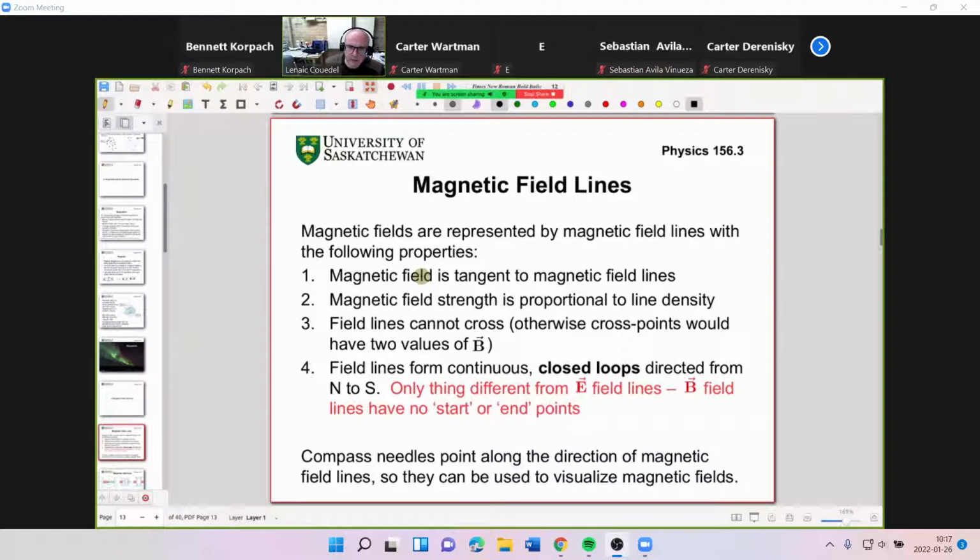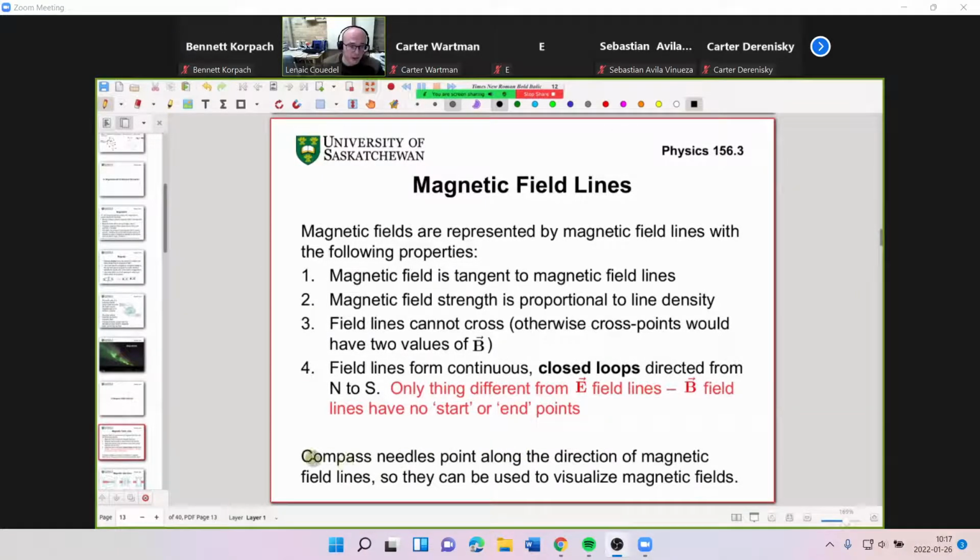As you can see, this point number 4 is the only difference between electric field lines E and magnetic field lines B. For electric field lines, you have a start point and an end point, so an electric field points from the positive charge to a negative charge. A magnetic field line is a loop. There is no end point, no start point, and it's because we can only have magnetic dipoles.